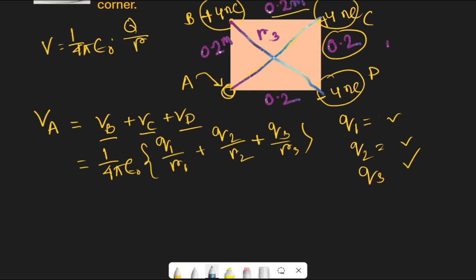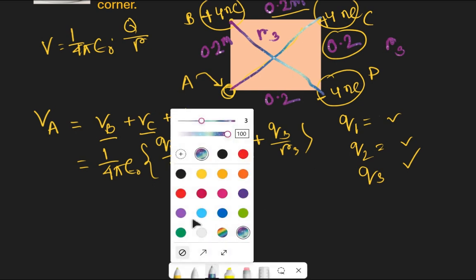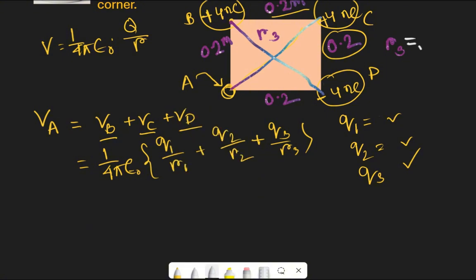square. So R3, let's change the color. This is not properly visible, so let's use the white one. So R3 is equal to square root of, so this is the R3. So this is the triangle. One side is 0.2, another side is 0.2, and this is the hypotenuse. So hypotenuse R3 is equal to square root of 0.2 square plus 0.2 square. So R3 is equal to, we could write down 0.283 meter.